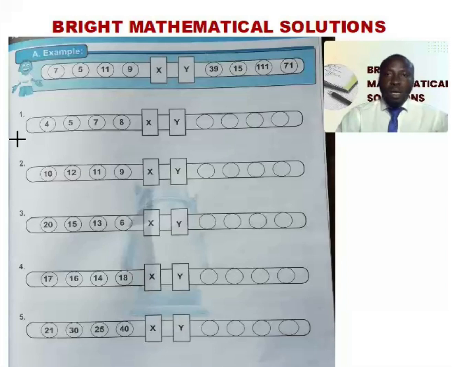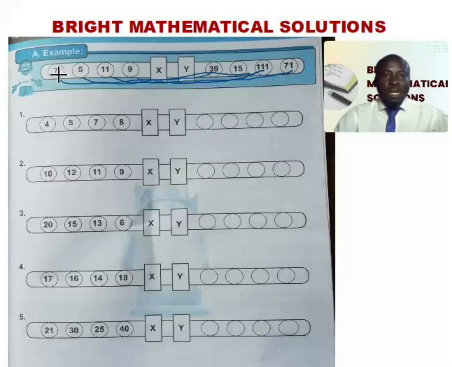Today we want to look at test 2A of steps to quantitative reasoning. We were given an example: 7, 5, 11, and 9. This is x, this is y, and this x gives us y. So what we need to understand is the operation that transforms x to y, and how 7 becomes 39, how 5 becomes 15, how 11 becomes 111, and how 9 becomes 71.